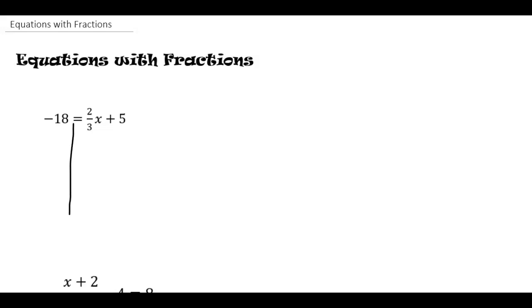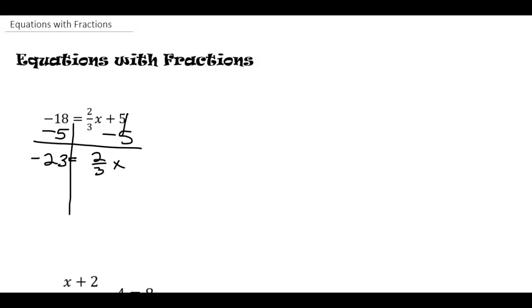We're going to draw a line down. And now I still have to get rid of what's not touching the x first if I can. You see I have this plus 5. I can get rid of that first. So I'm going to minus 5, minus 5. And so a negative 18 and a negative 5 is a negative 23 equals 2/3 x.